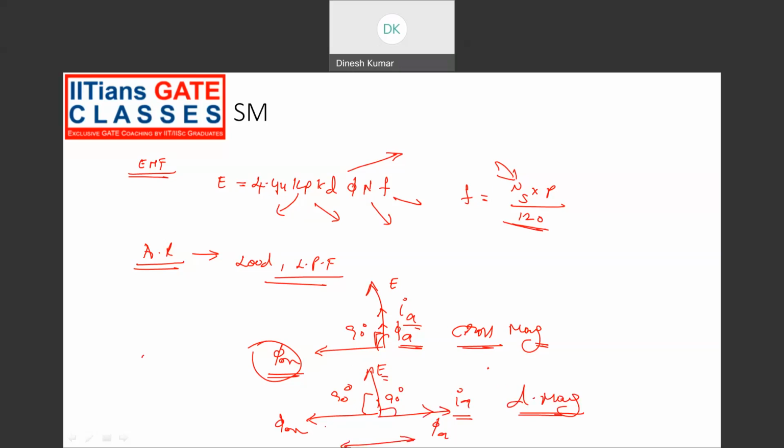And if it's a capacitive load, it will be a magnetization effect. Suppose we have an RL or RC load. For an RL load, we have both demagnetization and cross magnetization. For an RC load, we have both magnetization and cross magnetization. This is for the generator. If it is a motor, all things will be reversed. Suppose you take an inductive load: the effect of armature reaction in a generator is demagnetization. The same in case of a motor will be magnetization.